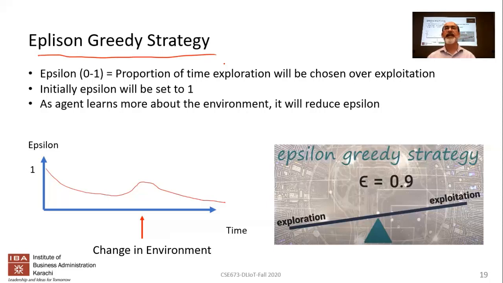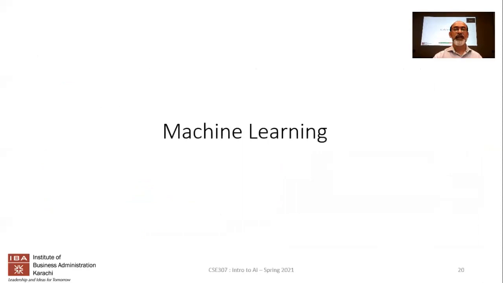So generally speaking, you want to start off with epsilon being 1, you slowly reduce it, and then if something changes in the environment, you want to increase it and start exploring again, and then again slowly you'll start to reduce the epsilon value. So this brings us to the end of the previous topic where we spoke about Markov decision processes. And now we're going to start the next major topic of this course, which is machine learning.